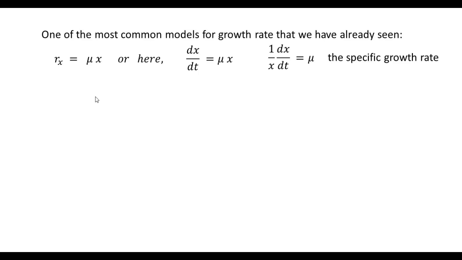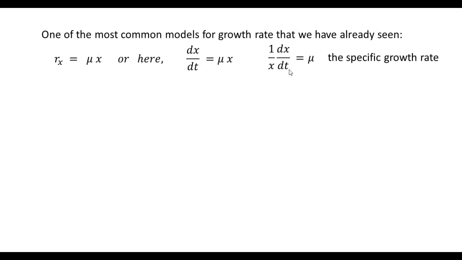One of the common models for growth rate that we have already seen, in fact the first model that we saw, was Rx. This is on a volumetric basis. Rx equals mu x, or in this case dx dt, the accumulation rate, equals mu x. We are replacing Rx with dx dt. dx dt equals mu x. In fact, mu can be defined in such a situation as 1 by x dx dt.